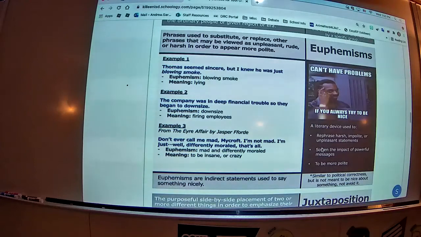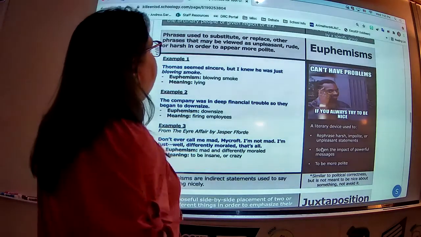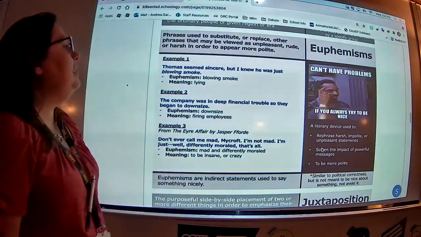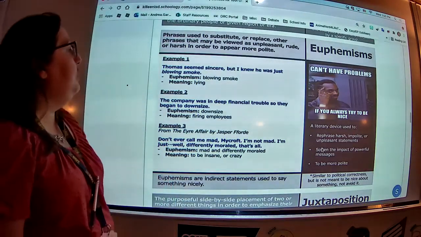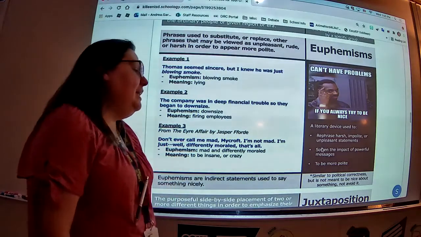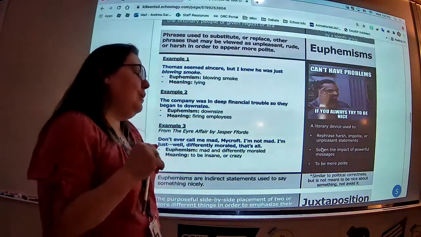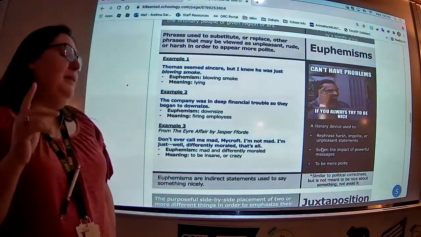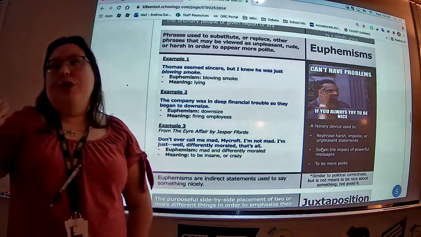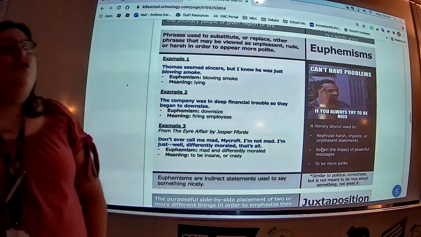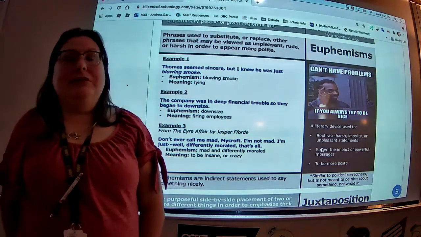Okay. Euphemisms. This is also huge in the South. Basically, they're phrases used to substitute or replace other phrases that may be viewed as unpleasant, rude, or harsh in order to appear more polite. They're similar to political correctness, but political correctness is kind of like to avoid argument. Euphemisms sound nice, but they're really not.